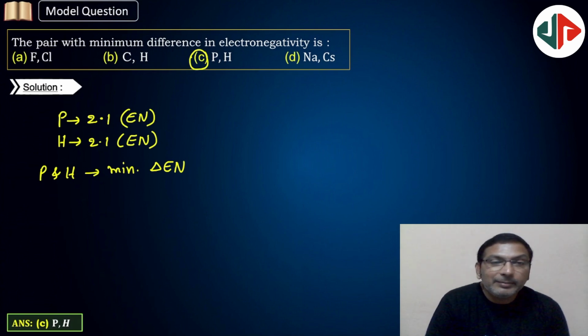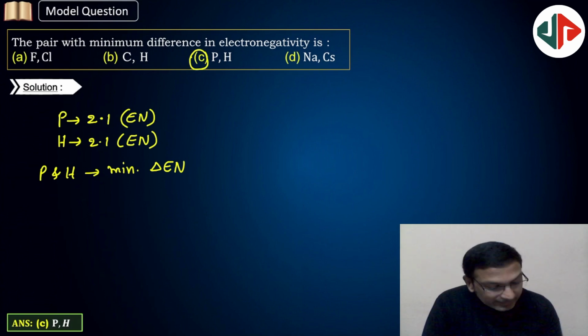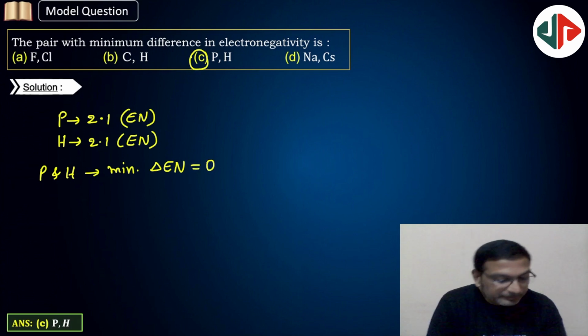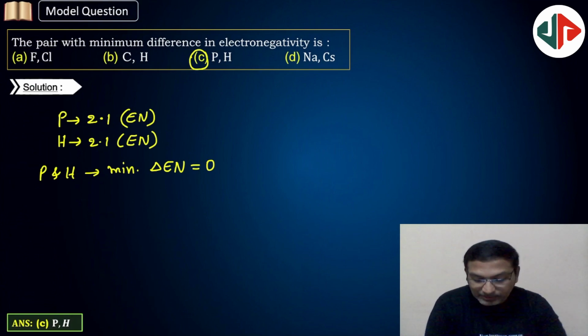Both are having the same electronegativity value. So, the difference is 0, which is minimum. For the remaining pairs, there is some difference. Simple question only. Next.